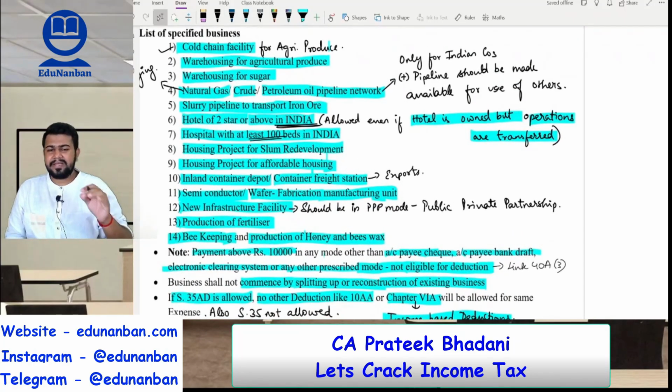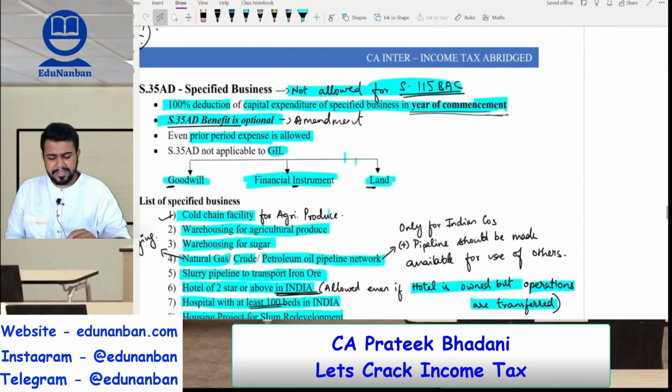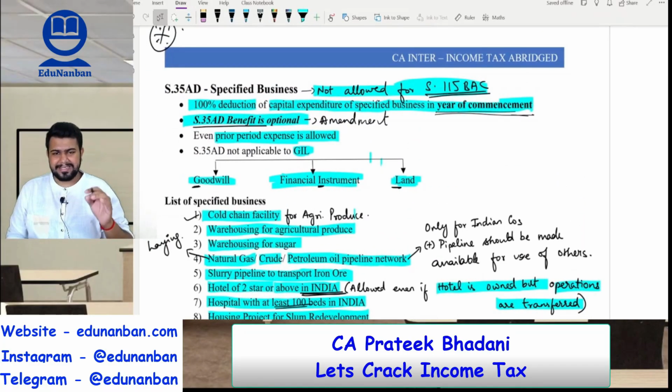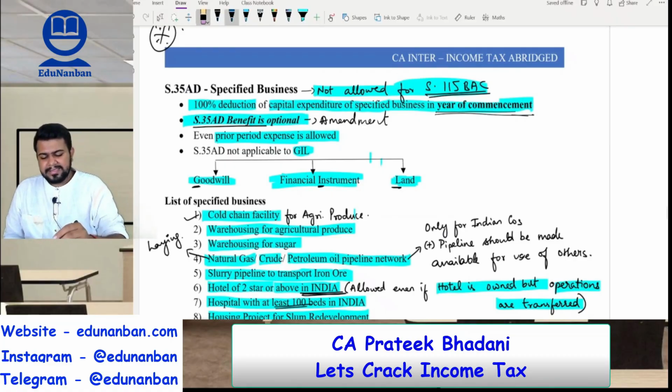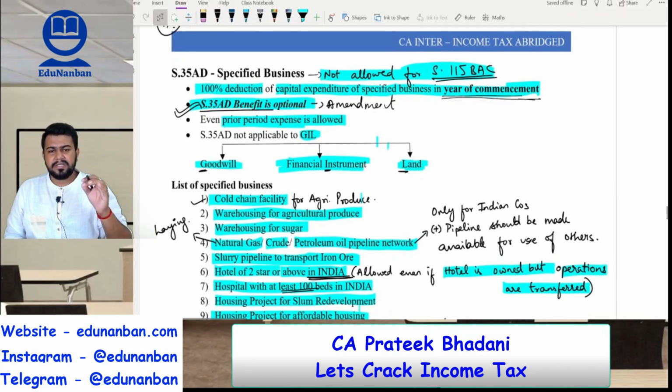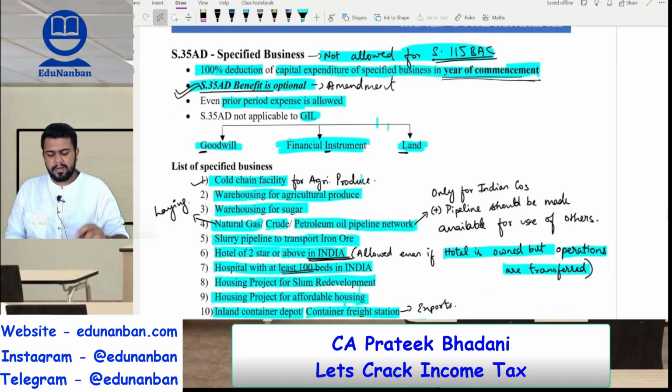Sir, what is the benefit given to specified businesses? The benefit is that they can claim 100% deduction of the capital expenditure also in the year of commencement. They can also claim 100% deduction on the prior period expenses. So a very big deduction is given. However, the section 35AD benefit is optional. This is an amendment which is applicable for the May 21 exam onwards. Section 35AD benefit is now an optional benefit.